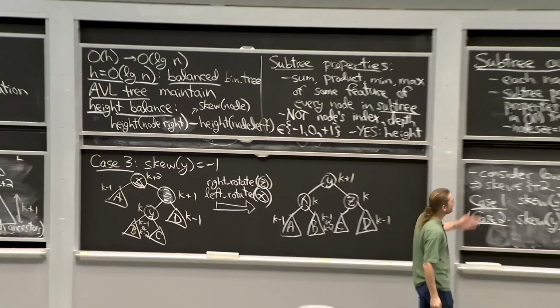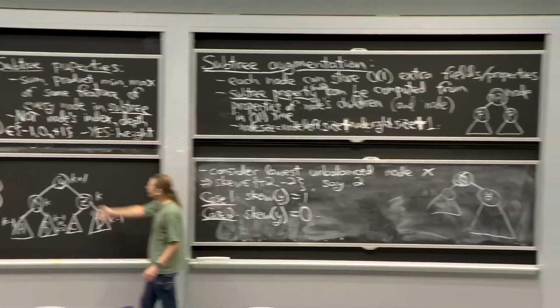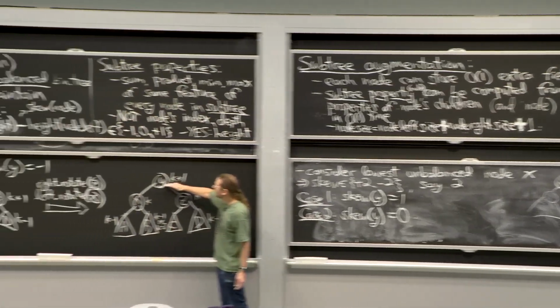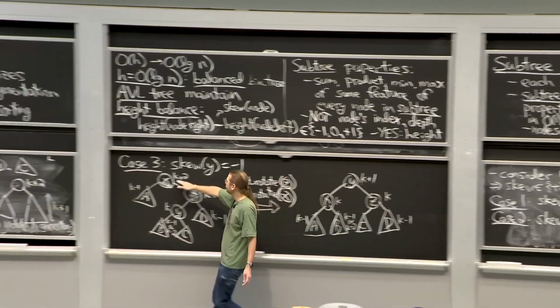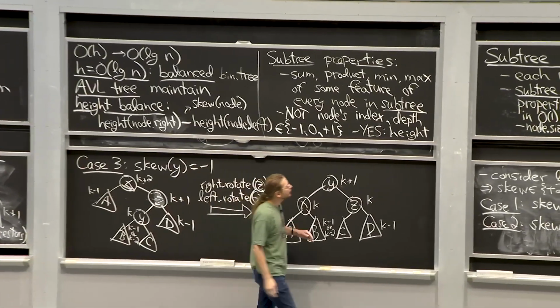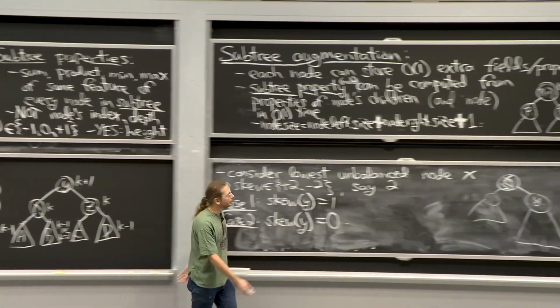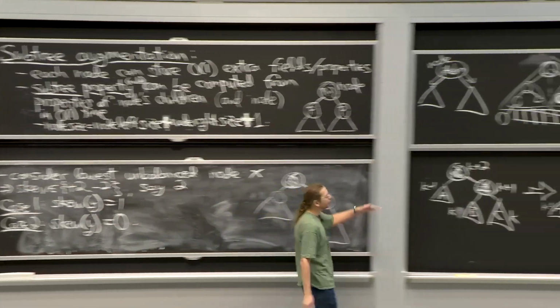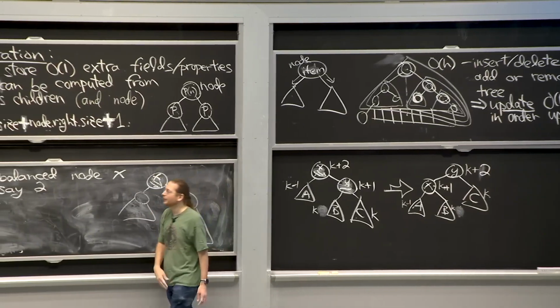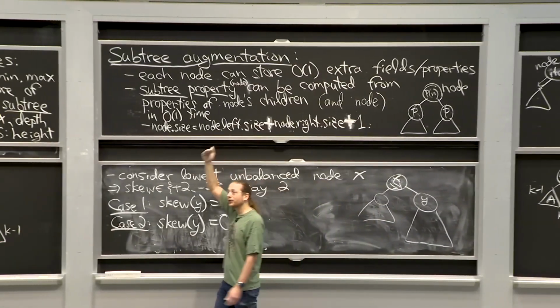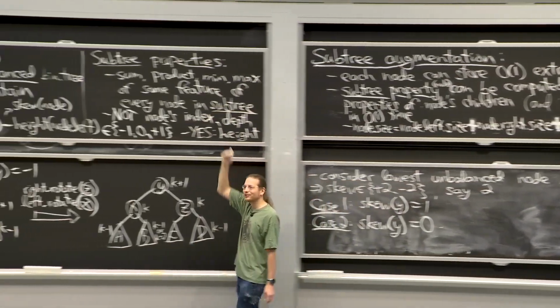Now, this was the lowest node. Once we update this one, it could be that we changed the height of the root. Before it was k plus 2. Now it's k plus 1. Or sometimes we keep it the same, like over in this case. And so now we have to check the parent. Maybe the parent is out of balance. We just keep walking up the tree and also maintain all the augmentations as we go.